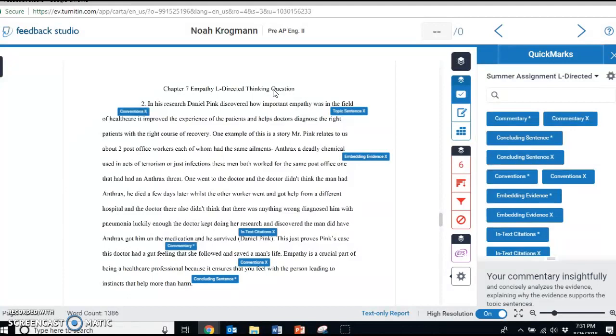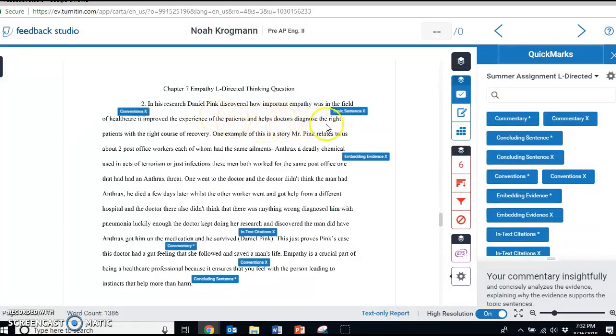So the first thing that I typically look for is your topic sentence, which should be one sentence at the start of your paragraph that really answers the question. And I think what you did, not just in this paragraph, but throughout, was you just restated the question, which in this case was basically how or why empathy was important in healthcare. And I don't know that you really told me why that was in this sentence.